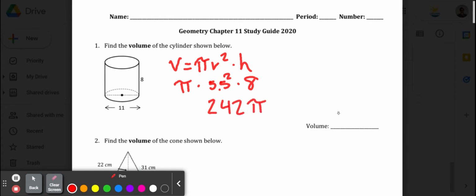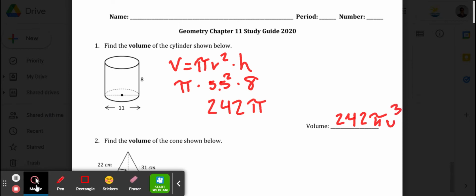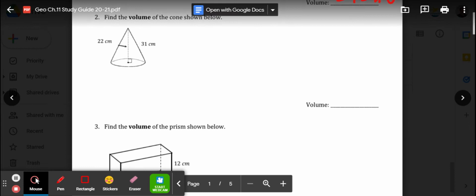So I can leave this in terms of pi, which I always like to do if the front number, that first number, is a whole number. No units, so I'm just going to use units cubed. So boom. Find the volume of the cone.